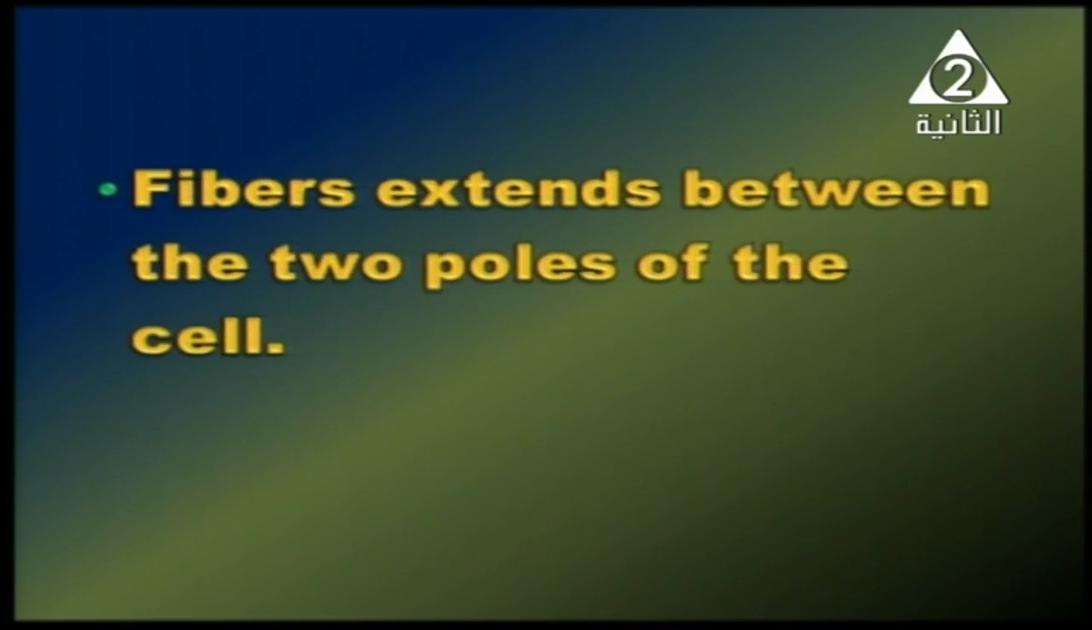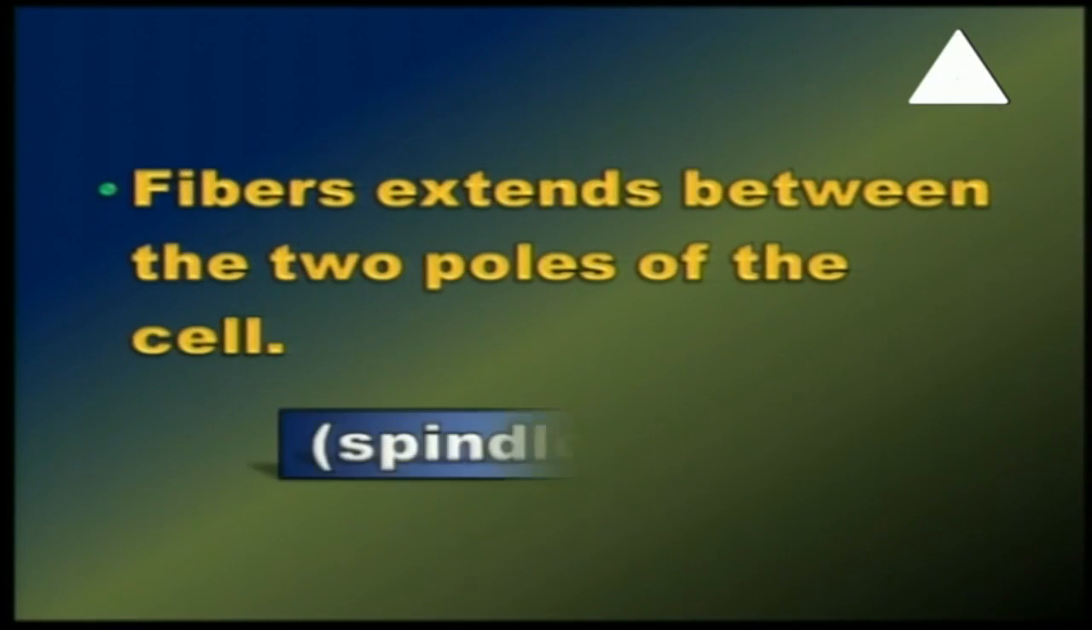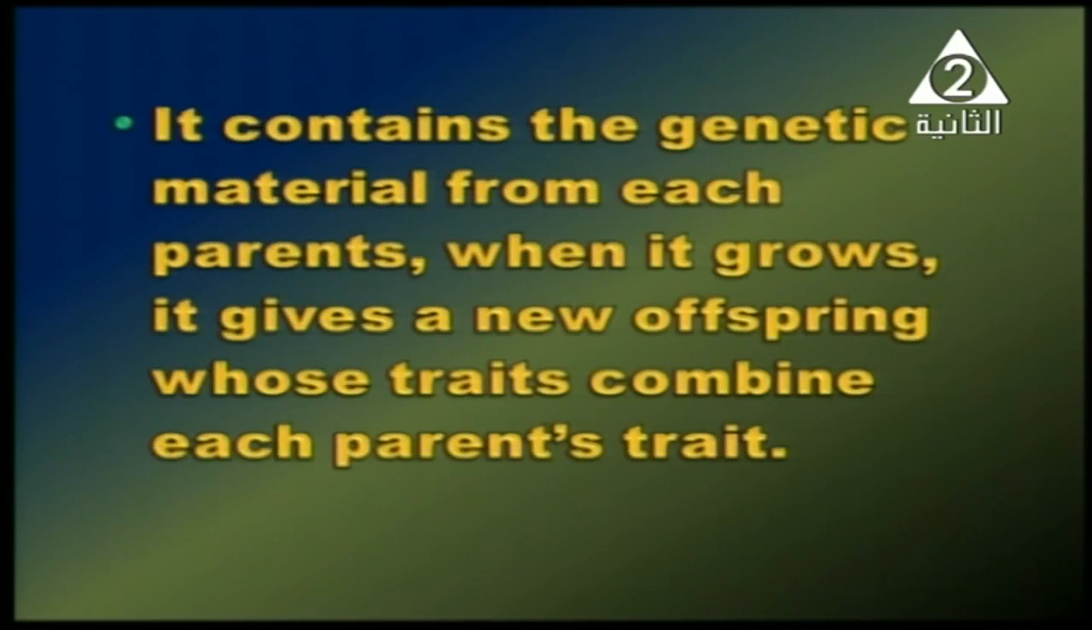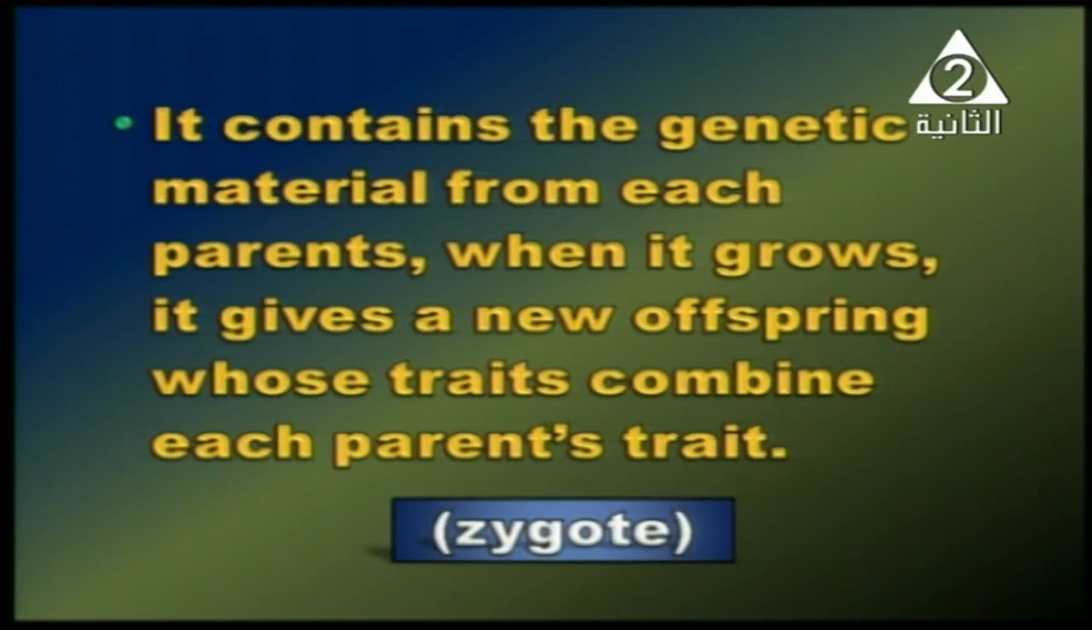Fibers that extend between the two poles of the cell: the spindle fibers. It contains the genetic material from each parent. When it grows, it gives a new offspring whose traits combine each parent's traits. What is it? It is the zygote.